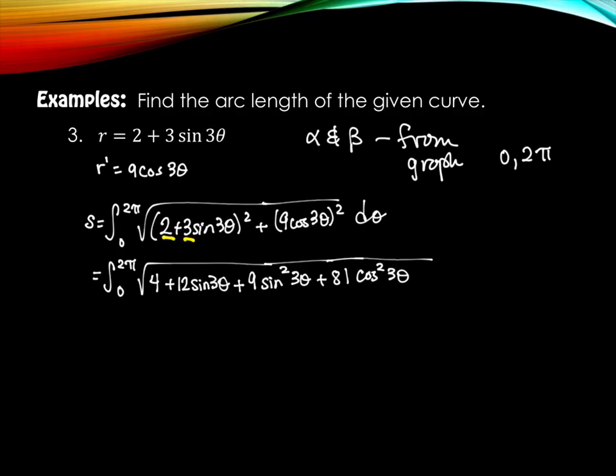Here's the deal. You've got a sine squared and a cosine squared, but they don't have the same coefficient. Agreed? I know. Wish they did. That would be so much better. But what we can do is consolidate part of them. So we have our 4, plus 12 sine of 3 theta, and we can take 9 of those, right?